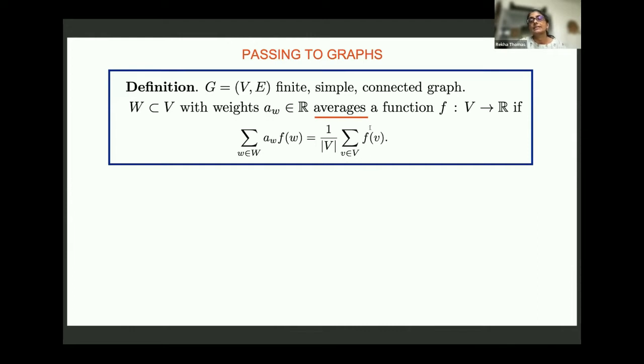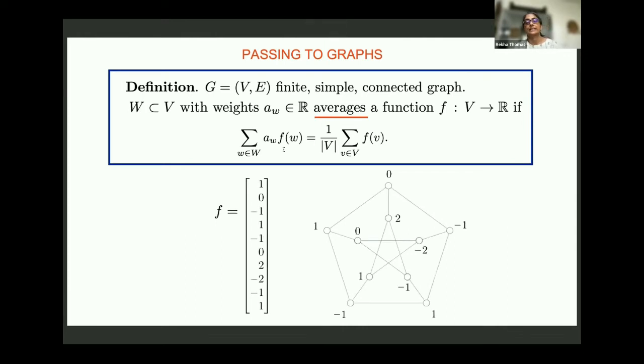So on the right here is the global average of the function on the whole graph. And on the left, you should be able to capture that average by making the weighted average of the function at these points that are inside W, okay? So this is what it means for a subset of the vertices W along with weights to average a function. So this is a very, very basic and important concept in this talk.